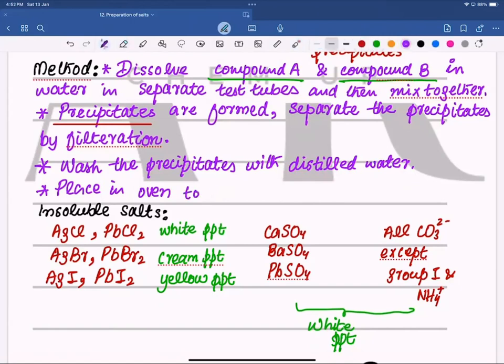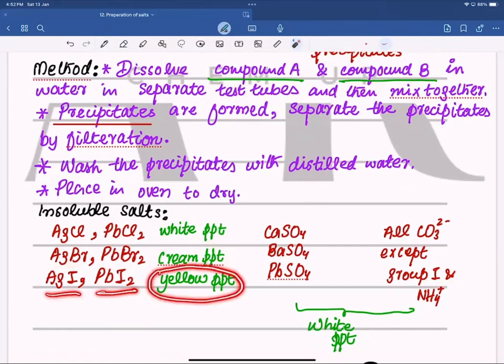Now, these are the salts which can be prepared by the precipitation method because they are water insoluble salts. Silver chloride and lead chloride both form white precipitates. You have to remember these colors as well because the examiner asks these colors. Silver bromide and lead bromide both form cream color precipitates. Silver iodide and lead iodide both form yellow precipitates.